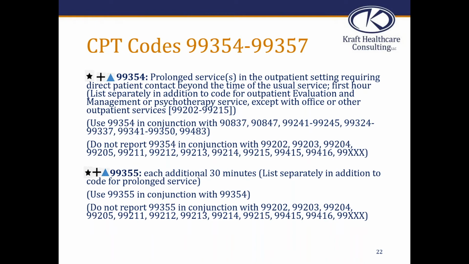355 or 357, if you notice that little plus sign, that's your add-on to let you know that this is an add-on code. So 355 or 357 is used to report each additional 30 minutes beyond the first hour, depending on the place of service. Either code may be used to report the final 15 or 30 minutes of a prolonged service on a given date. Prolonged services of less than 15 minutes beyond the first hour, or less than 30 minutes beyond the final 30 minutes, is not reported separately.